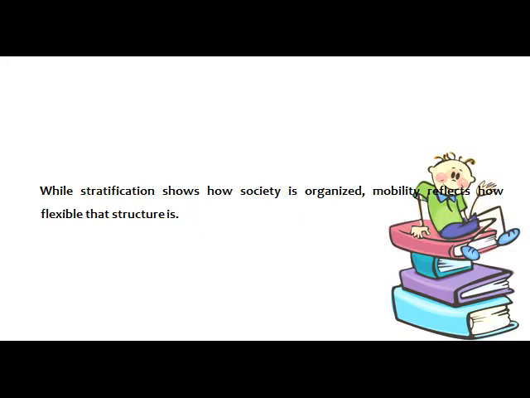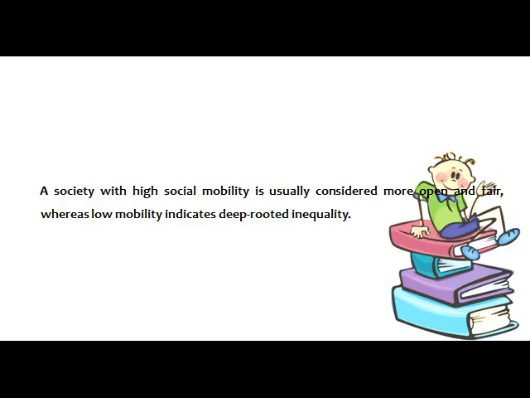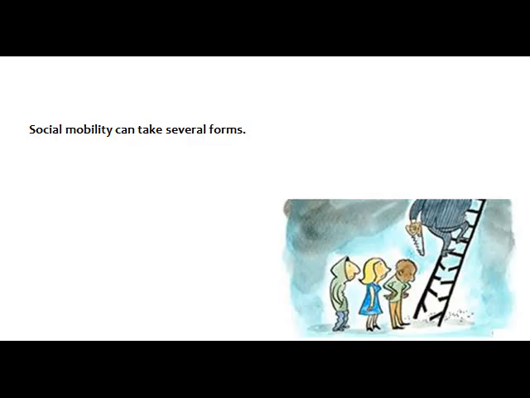While stratification shows how society is organized, mobility reflects how flexible that structure is. A society with high social mobility is usually considered more open and fair, whereas low mobility indicates deep-rooted inequality. Social mobility can take several forms.